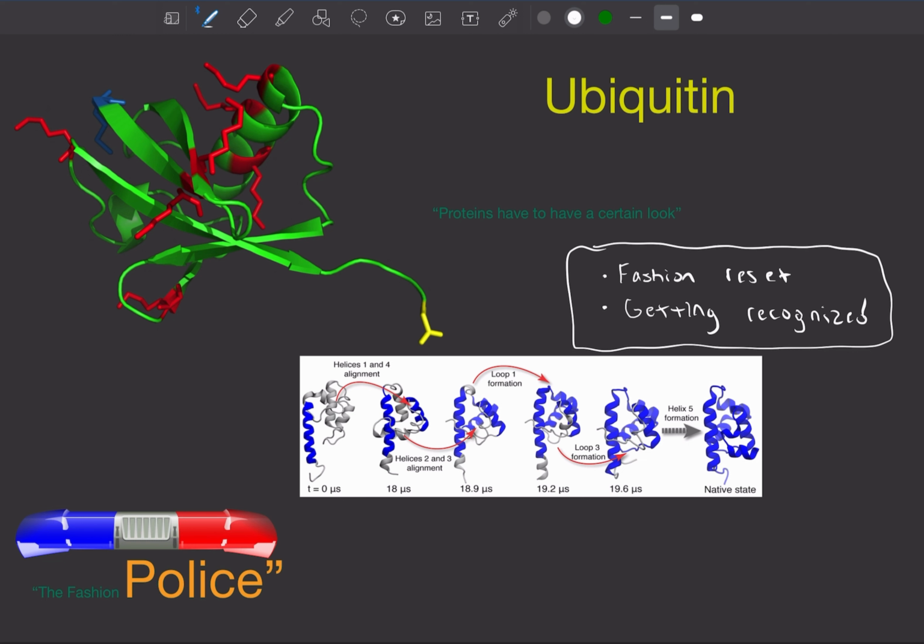Actually, never mind, forget that. I have so many, it's almost ridiculous. But ubiquitin is a very special protein just because of its functionality.